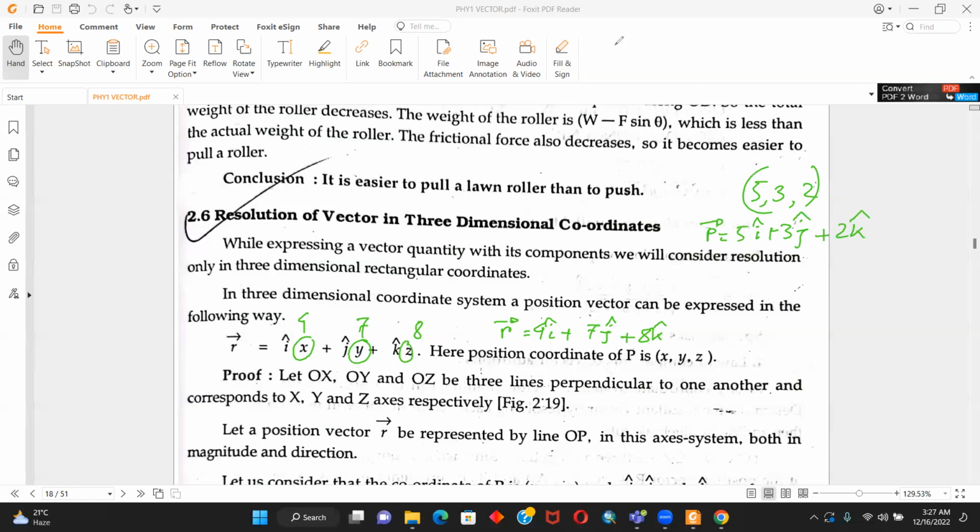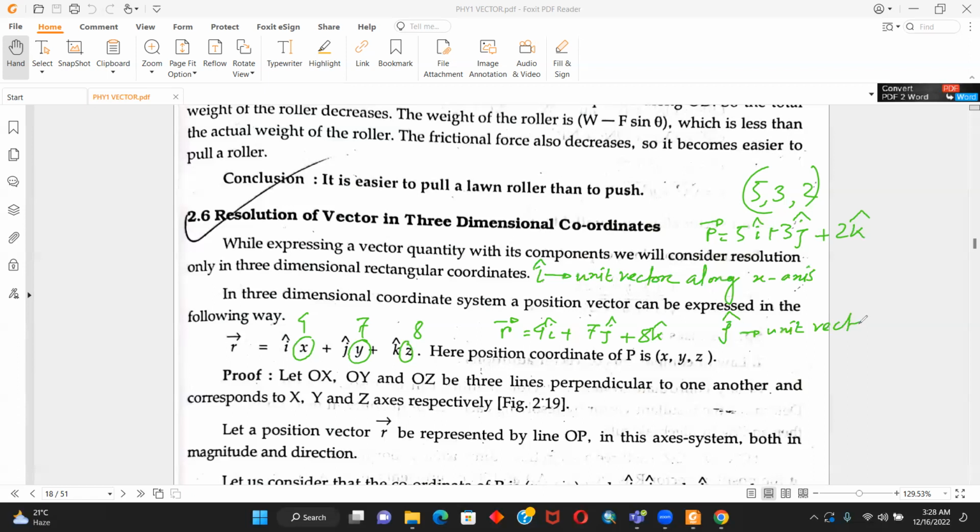All right, so are i, j, k cap equal to the x, y, and z coordinates? No. i hat is the unit vector along x-axis. j hat is the unit vector along y-axis.